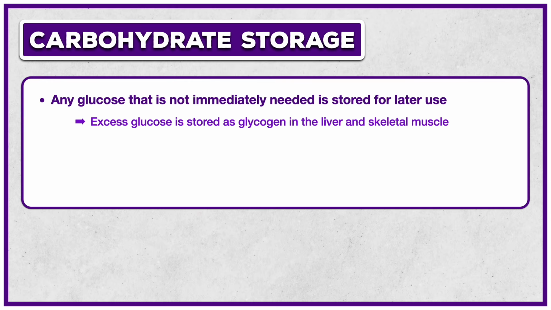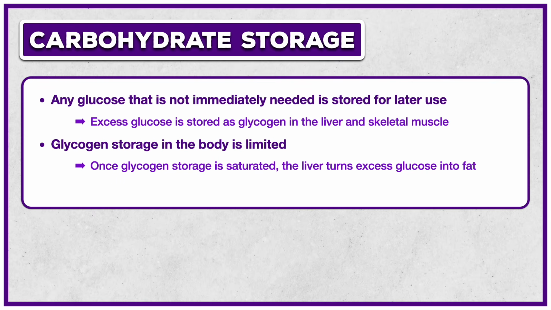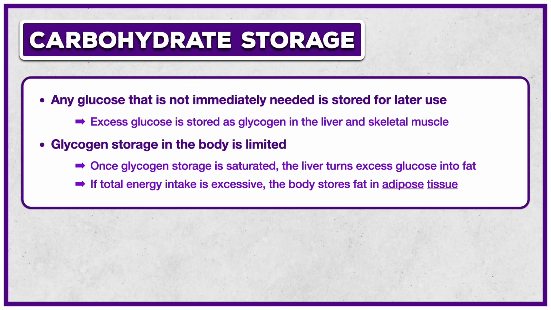Excess glucose is stored as glycogen in the liver and skeletal muscle. An important thing to know about this is that glycogen storage in the body is limited. In other words, the liver and skeletal muscle can only hold so much of it before they're at capacity. Once glycogen storage is saturated, the liver turns excess glucose into fat, making sure the available energy doesn't go to waste. If total energy intake is excessive, the body stores fat in adipose tissue, which is the fat under the skin and between the internal organs.